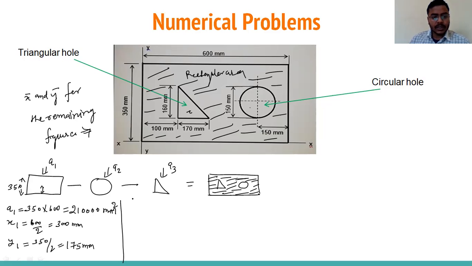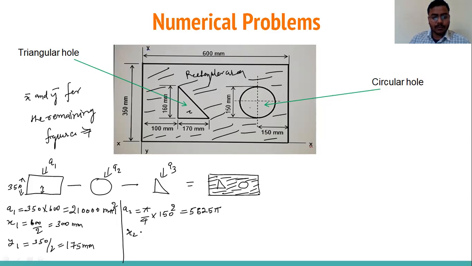Now come to this one, A2, that is the circle. The diameter is given for the circle as 150 mm. So the area we can write as pi by 4 into d square, that is 150 square. It will come 5625 pi. Okay, you can solve it also.